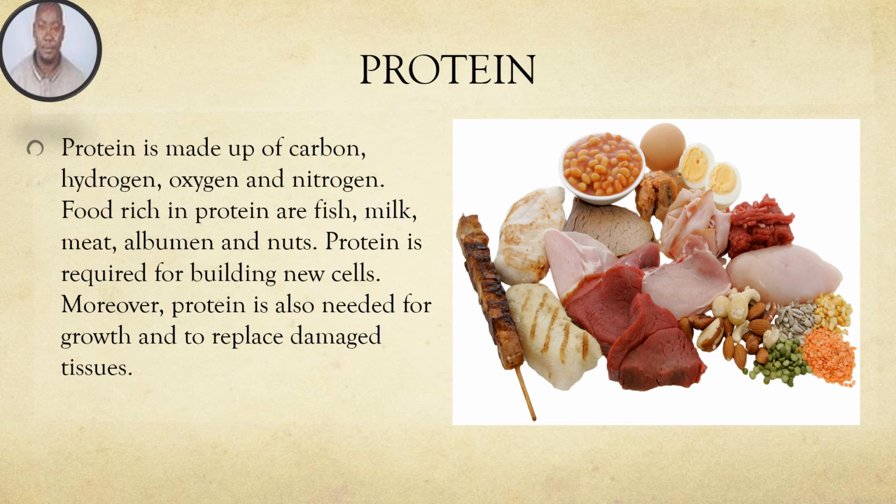Next is protein. Protein is made up of carbon, hydrogen, oxygen, and nitrogen. Foods rich in protein are fish, milk, meat, albumin, and nuts. Protein is required for building new cells. Moreover, protein is also needed for growth and to replace damaged tissue.